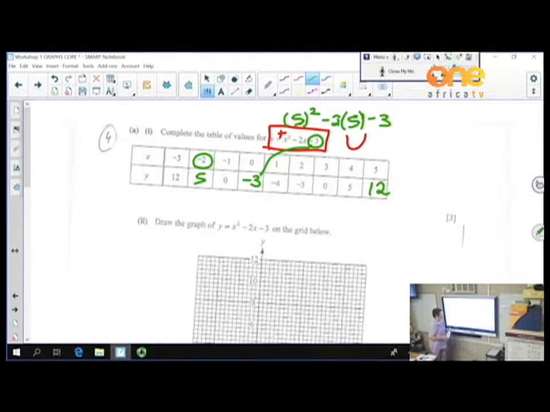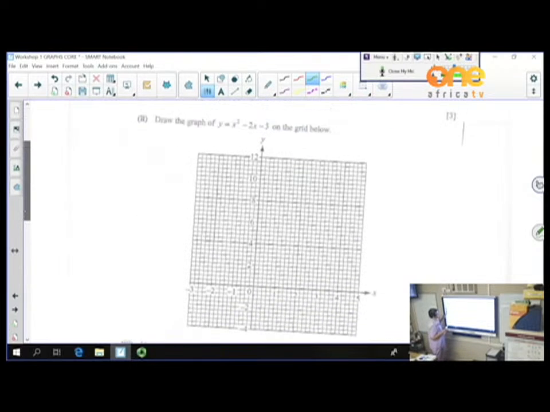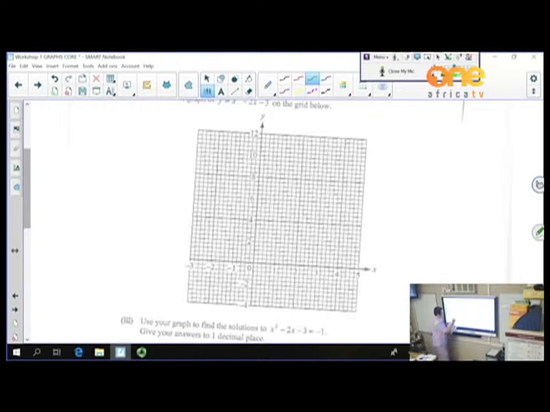So now we can plot the points. From there, you plot your points on your graph. So the first one is -3, 12. The second one, -2, 5. It should be here in the middle. -1, 0, cutting the x-axis. 0, -3. There's that point in there. 1, -4. This is the turning point that I will find there. 2, -3, there. Here it cuts the x-axis again at 3, 0. Then the next one is 4, 5. And the last one, 5, 12.